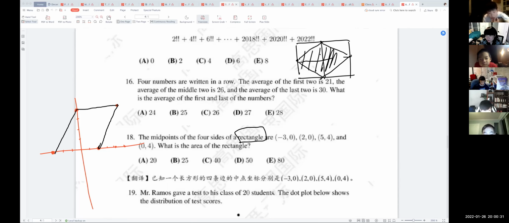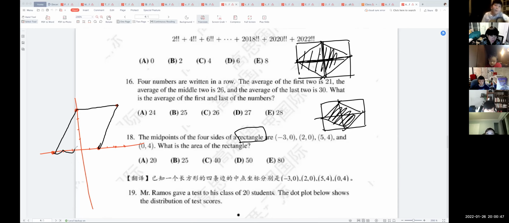Exactly half. Right? We learned this: if you take the midpoints of any figure and connect them, the area enclosed by the midpoints is exactly half of the area of the original figure. So all we need to do is calculate this one. This one equals 5 times 4, which equals 20. So 20 times 2 equals 40. So the answer is C.